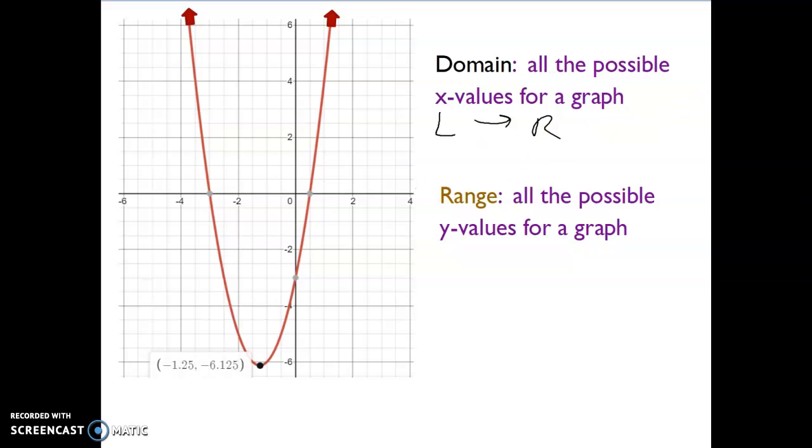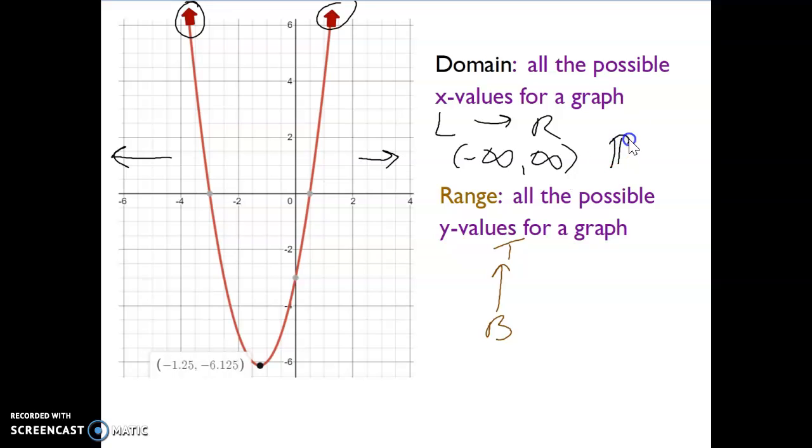Range is always going to be read from bottom to top. So range is all the possible y values, and you always read the range from bottom to top. Now in this particular graph, my domain, my x values, I pay attention to these arrows right up here at the top, and I can see that not only are they going up, but they're kind of going off to the right and to the left. So my graph is going on and on forever to the left, and also on and on forever to the right. So the domain is negative infinity to positive infinity.